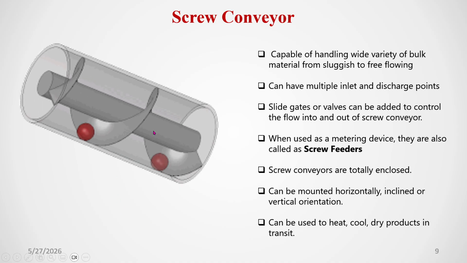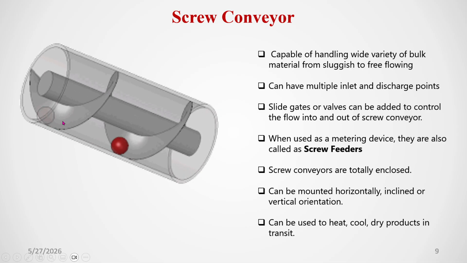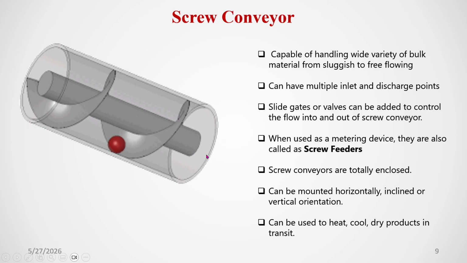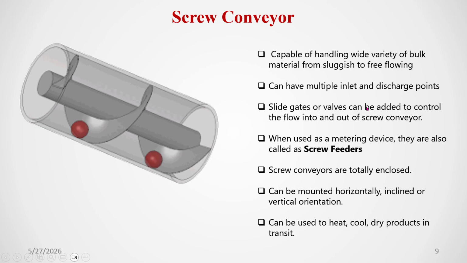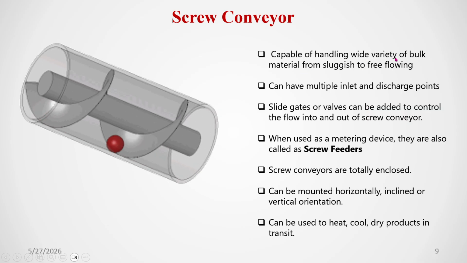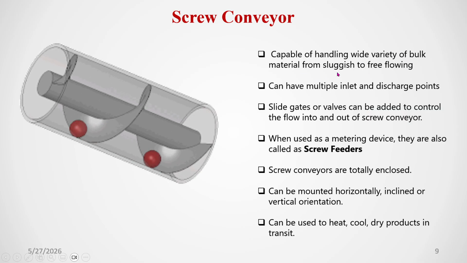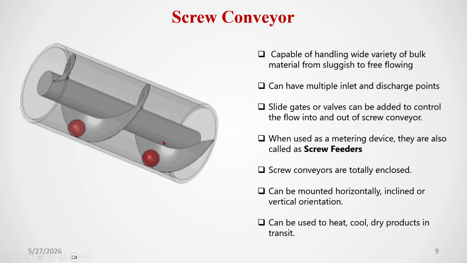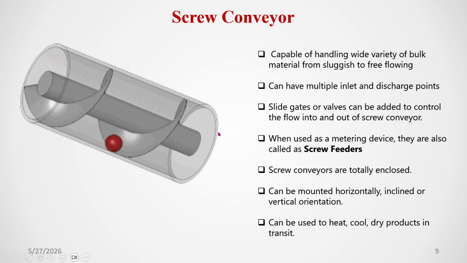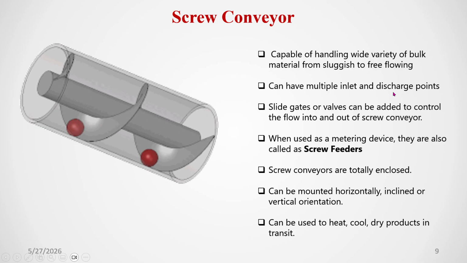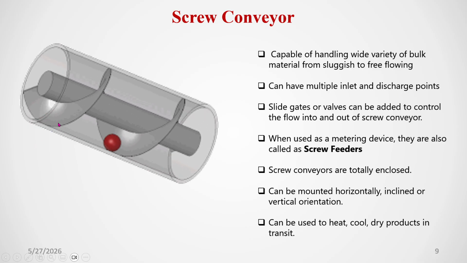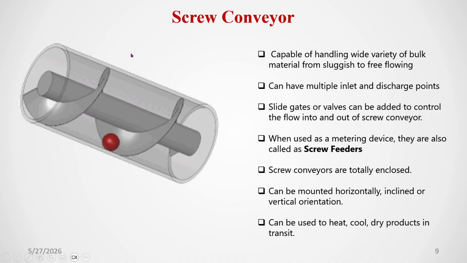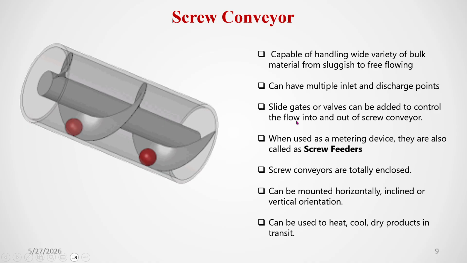It is going. The screw is moving, so it is taking the material from one end, collecting and dropping it to the other end. It is capable of handling a wide variety of bulk material, from sluggish to free flowing. It can have multiple inlets and discharges. If in between there is any hole, you can provide it, so you can discharge and take the material anywhere in between.